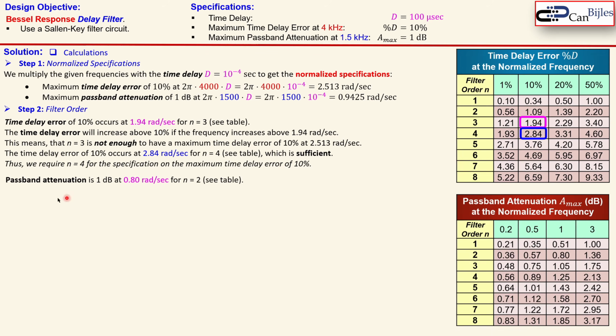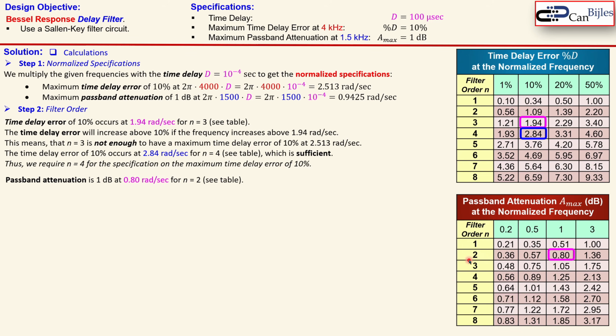So that means we require a fourth order filter specifically for looking at the time delay error. Okay, the next one is about the attenuation, because there's also a specification of the passband attenuation at this frequency of 1 dB. Now again we see different columns, so 0.2 dB, 0.5 dB, 1 dB and 3 dB. So we look again at the specific dB we want. Again our filter order goes up. Now we see here at 0.8 radians per second, that will happen at the second order filter.